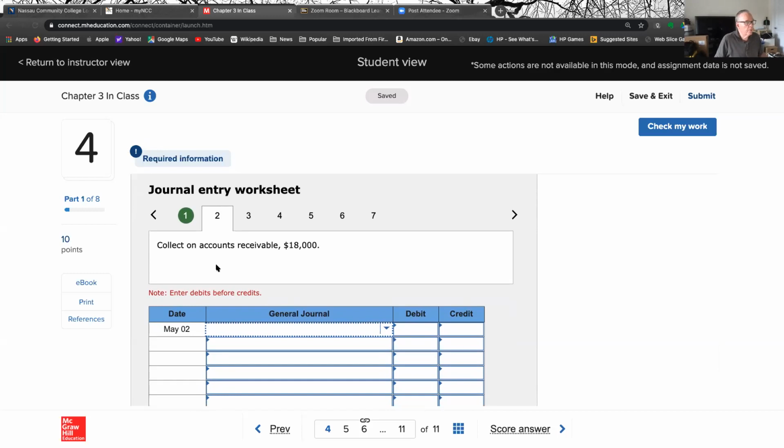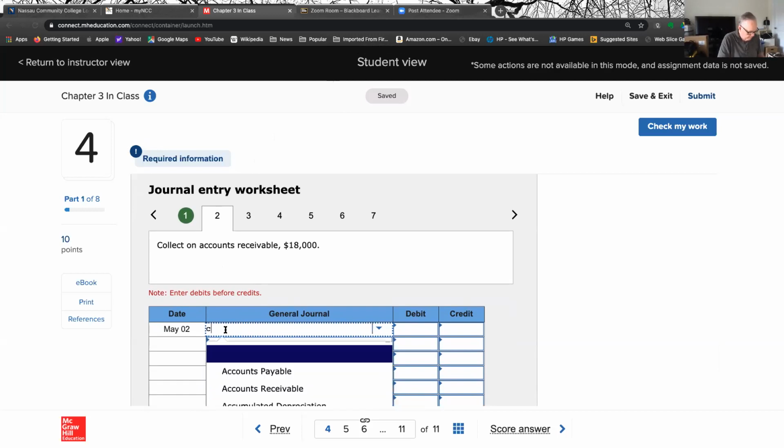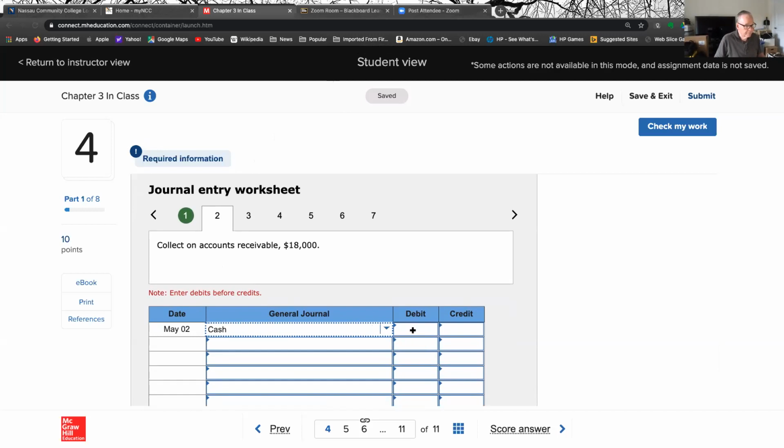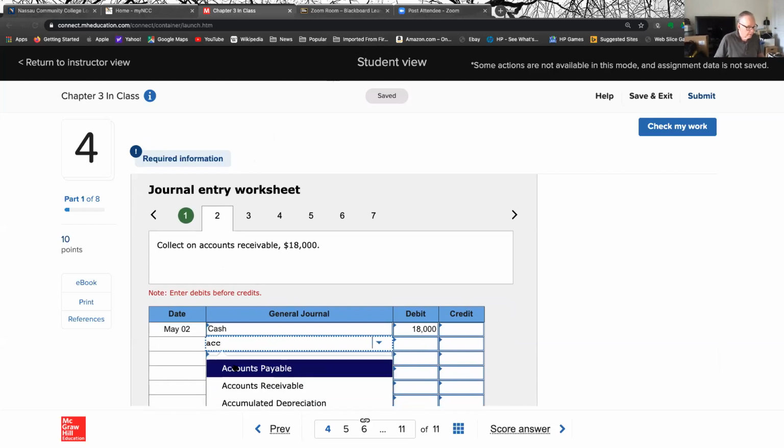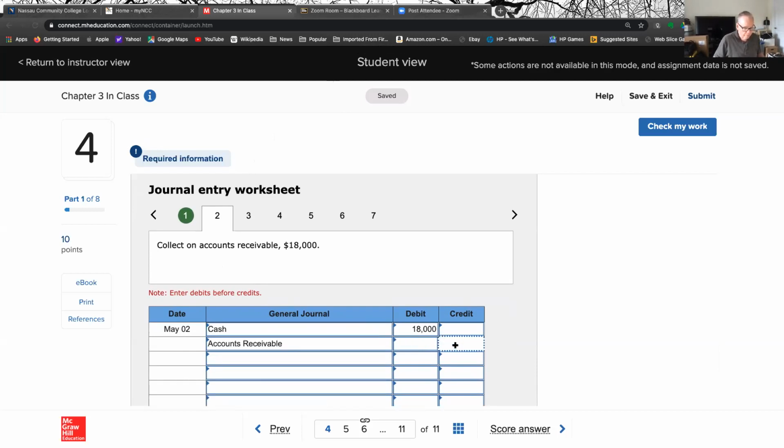So now number 2, collect on accounts receivable. Well, when someone owes you money, what are you going to collect? Again, your favorite account, right? Debit cash and credit accounts receivable.